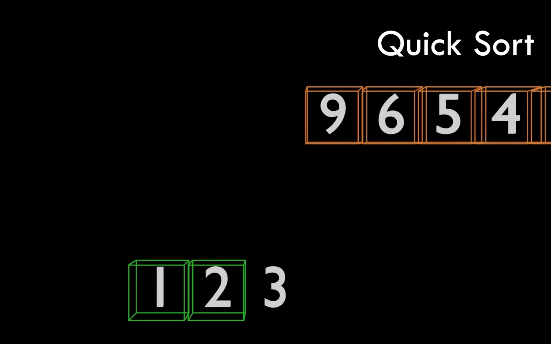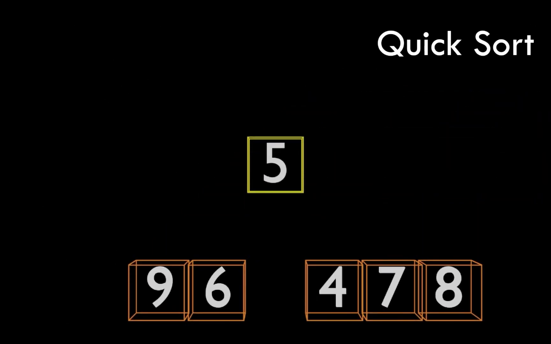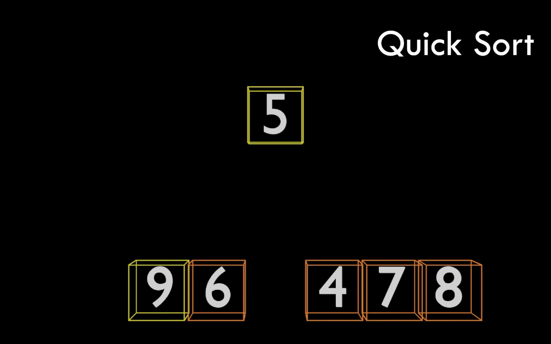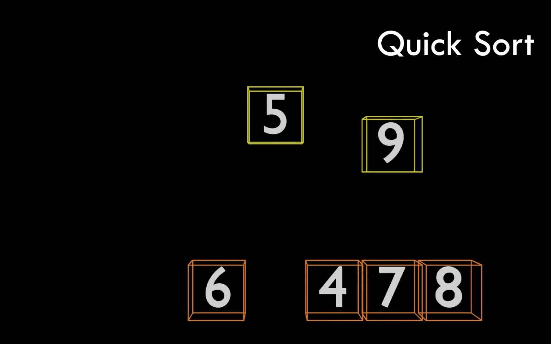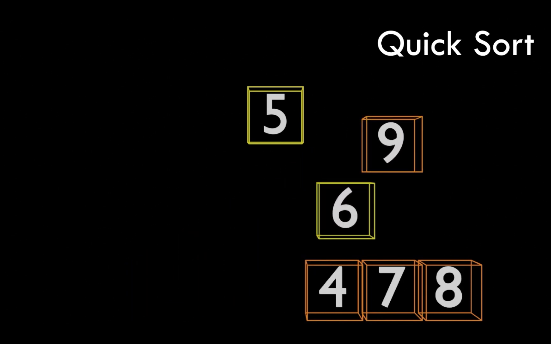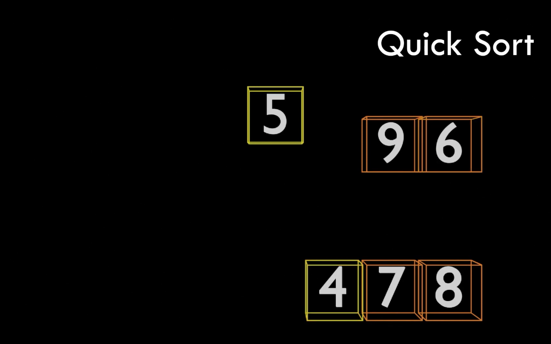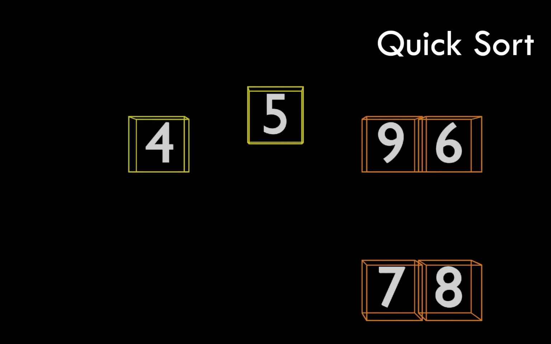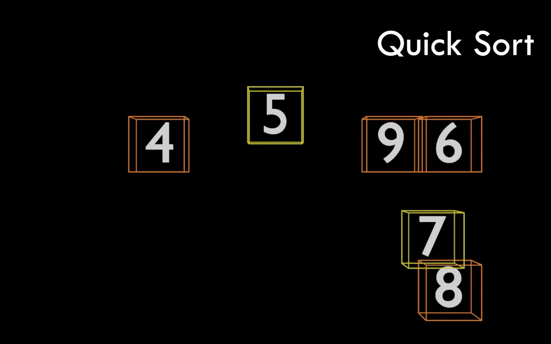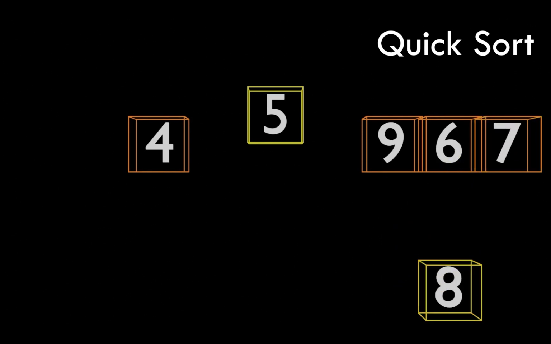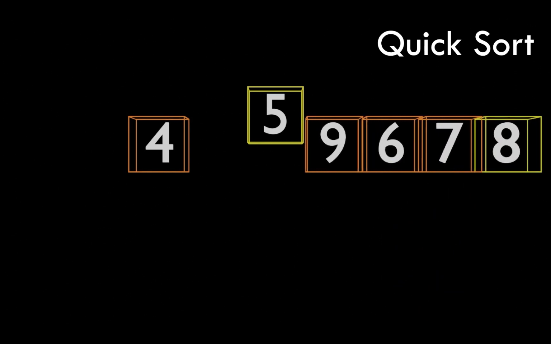Then we start on this subarray. The middle point is chosen again. 9 is compared to 5. 9 is greater than 5, so it goes on the right hand side. 6 is greater than 5, so it goes on the right hand side. 4 is less than 5, so it goes on the left hand side. And 7 and 8 are both greater than 5, so they go on the right hand side.